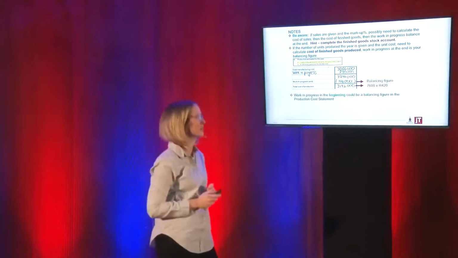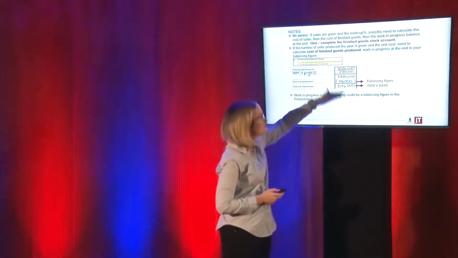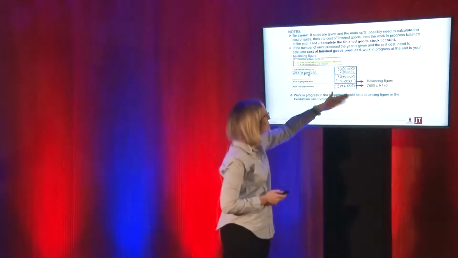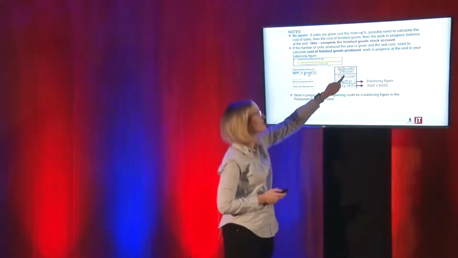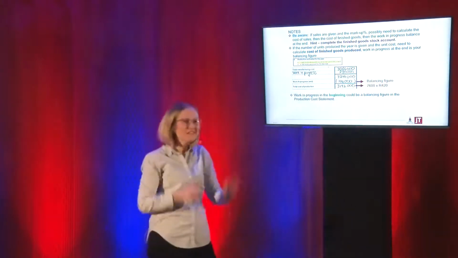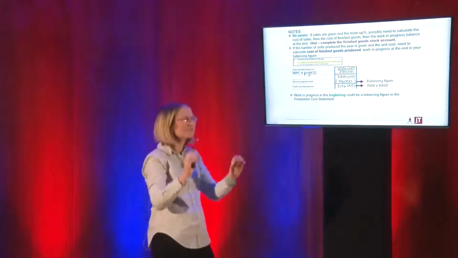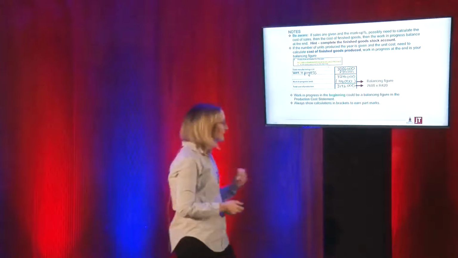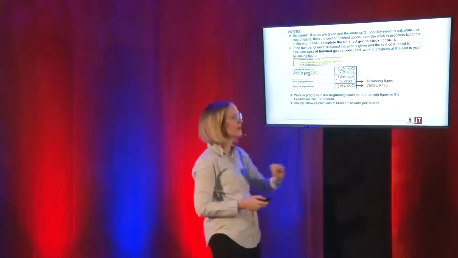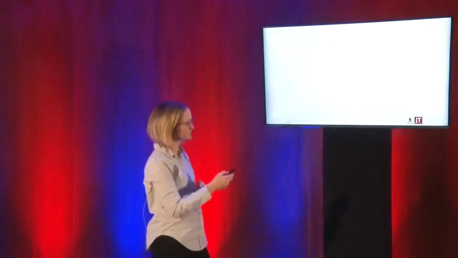What can also happen? They can give you the figures, or you would be able to work out those figures, and the balancing figure is the work in process in the beginning. What I actually want to point out is that in your production cost statement, any of that can be a balancing figure. It goes about, again, filling in the information which you've got and finding the missing information. Again, the same as with reconciliation, show your calculations in brackets to earn part marks.